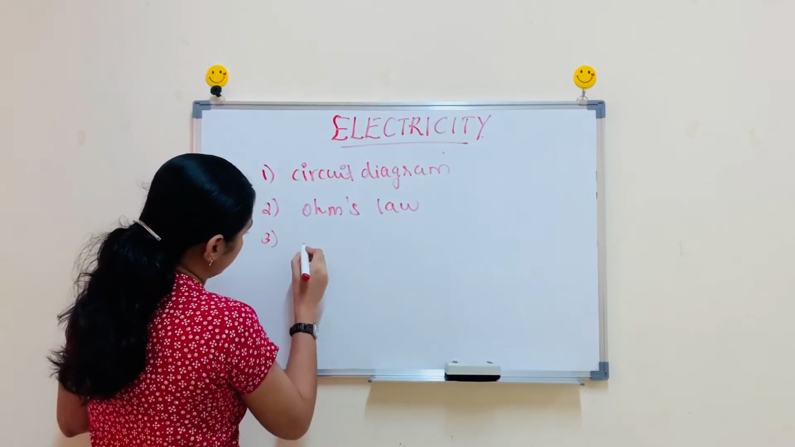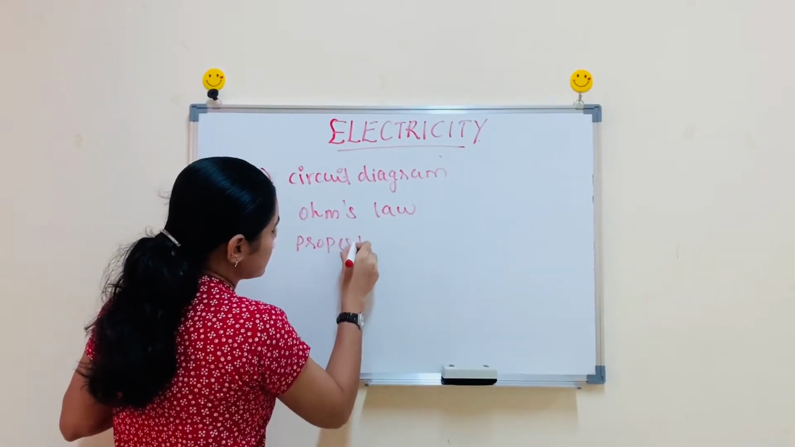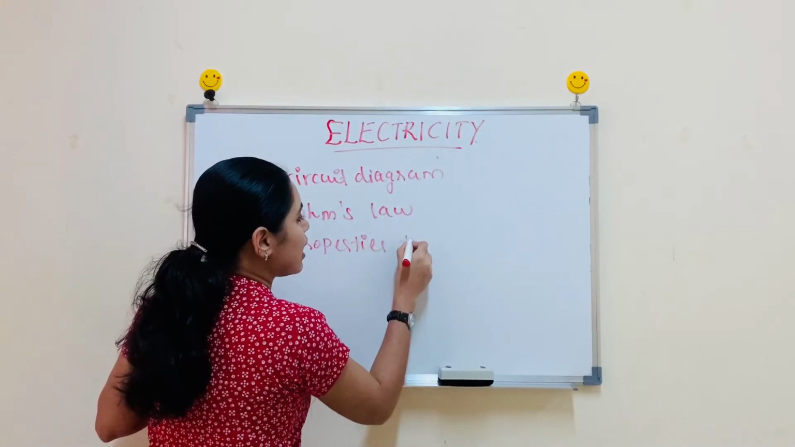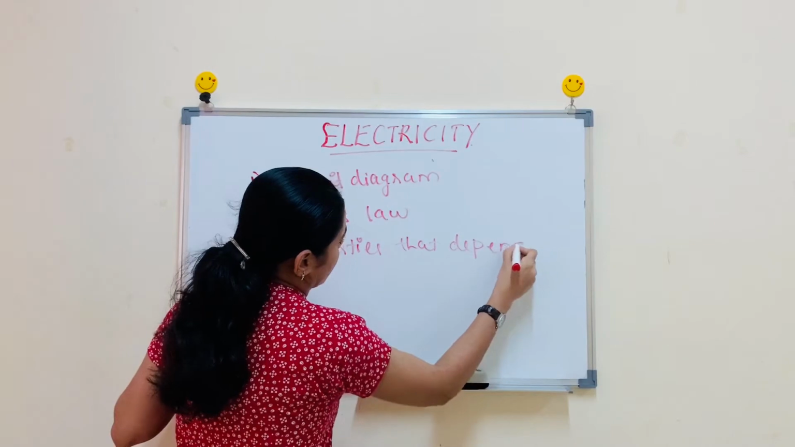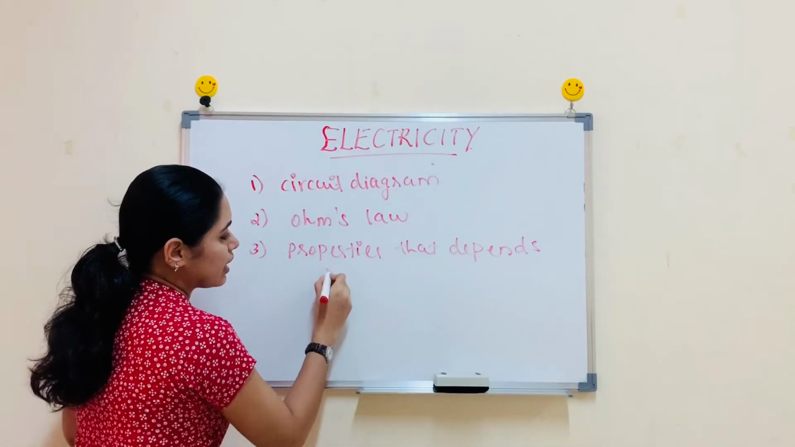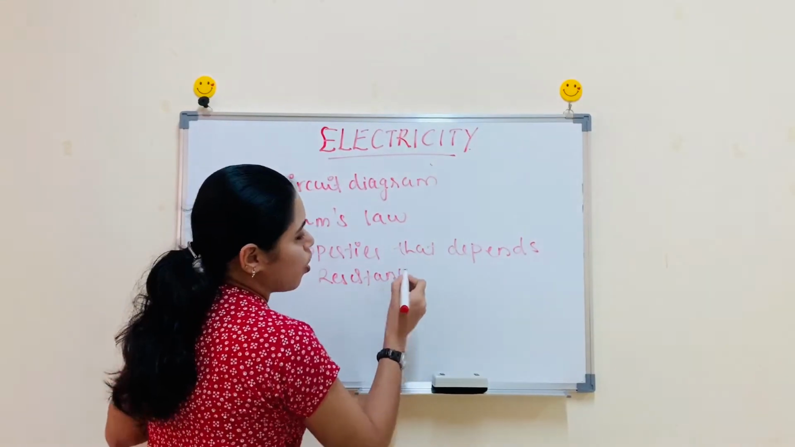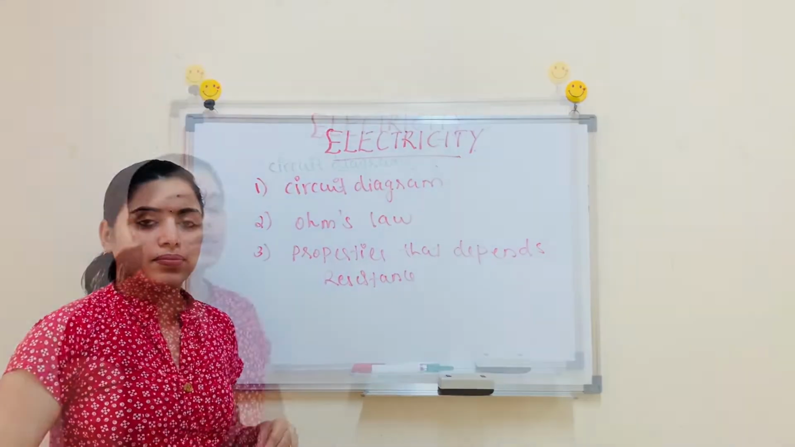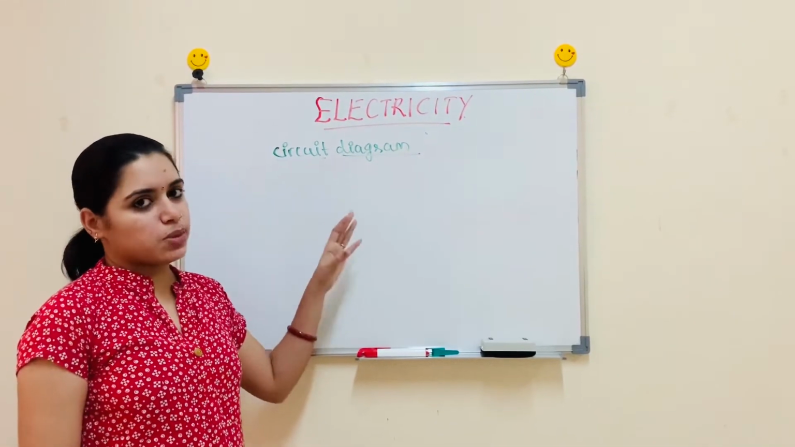And third one, the properties that depend on the resistance of a conductor. The things or properties that depend on resistance of a conductor. In first part, we have already drawn a circuit diagram and explained the things.